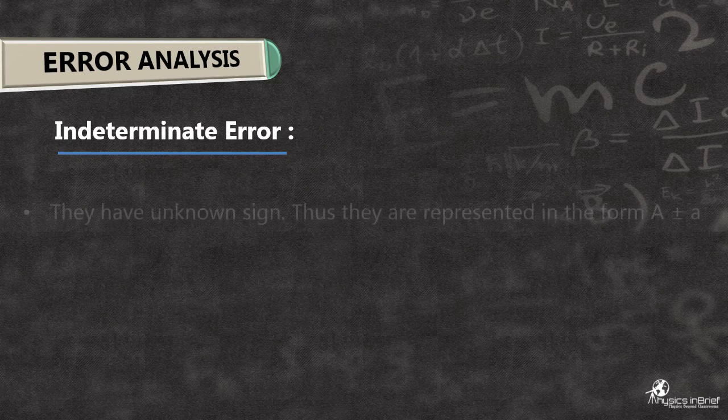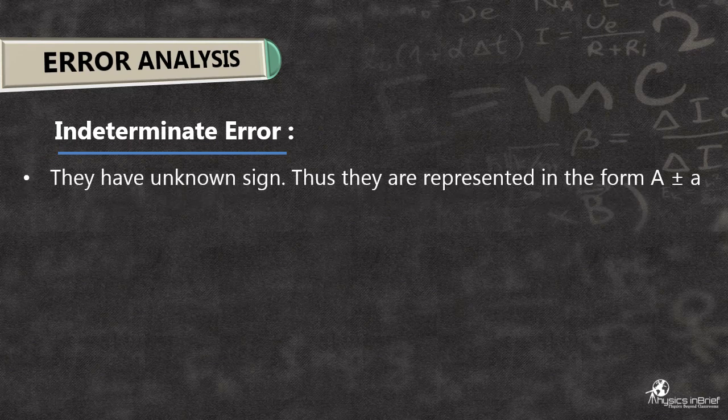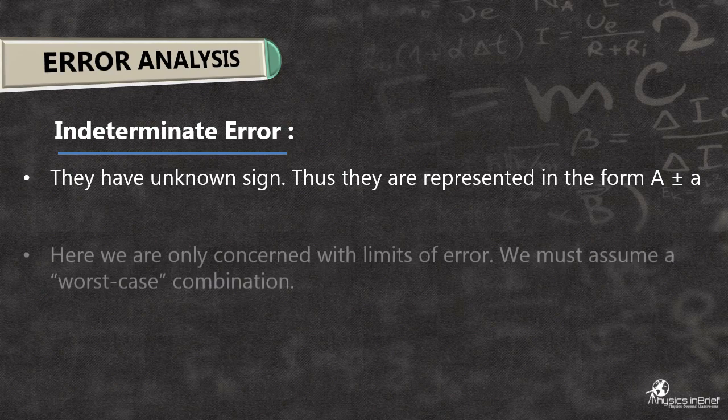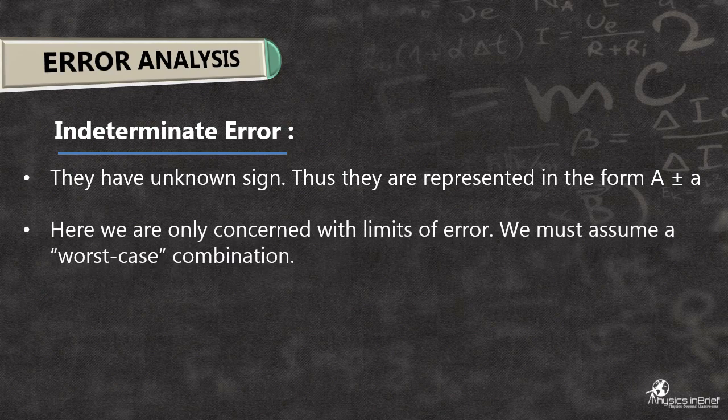Indeterminate error. They have unknown sign. Hence, they are represented in the form A plus minus small a. Here we are only concerned with limits of error. We must assume a worst-case combination, such that our measurement is accurate within that limit.